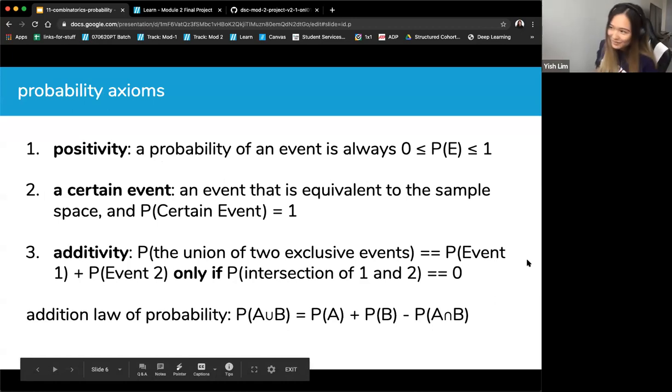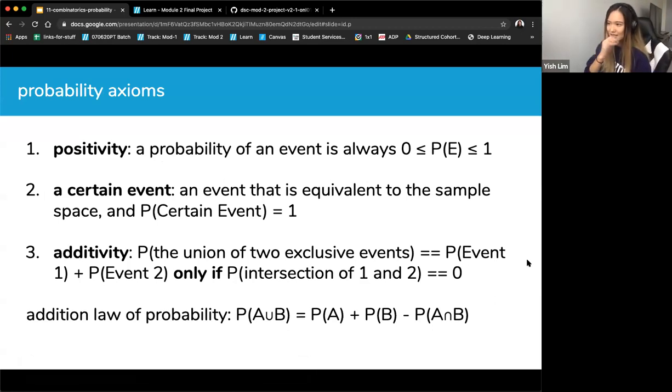All right, so the second axiom is just the definition of a certain event. A certain event is not just that we pick a certain set, but something that is certain. In this case, it's if an event is equivalent to the sample space. So what's the probability of rolling any number from 1 to 6 on a 6-sided die? That is a certain event because you're definitely going to roll something from 1 to 6, and the probability of that is just 1.